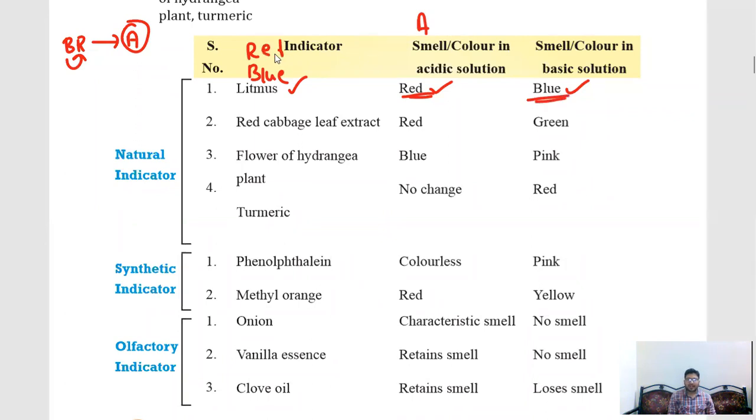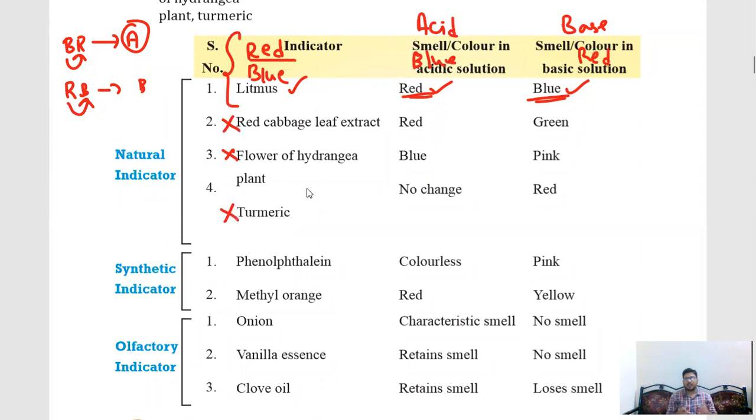If it is red litmus, then in acid, red should turn blue. But in base, it remains the same, red. So that is important. Please try to understand this. And that is not that important to learn: red cabbage, flower of hydrangea, and turmeric are displayed, you can just see them.